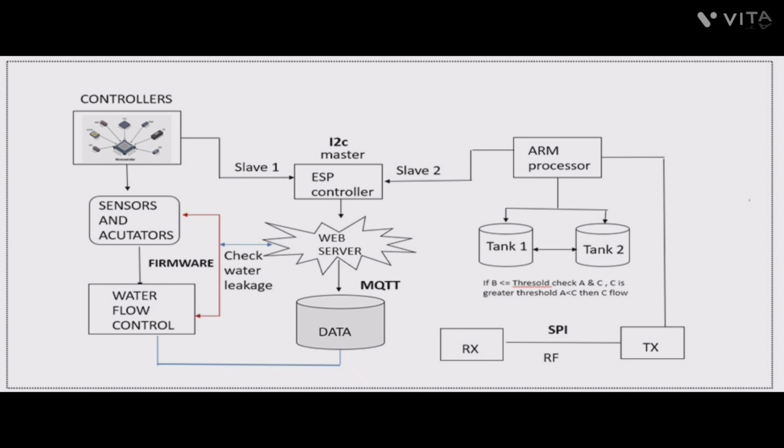Slave 1 is a controller used to connect with the sensors and actuators to control the water flow. Using the firmware, if any fault is found or any water leakage is present, it will automatically send a message. Using the ESP32, I can make it work as firmware for that. If any fault is found, it will automatically check and then rectify it.